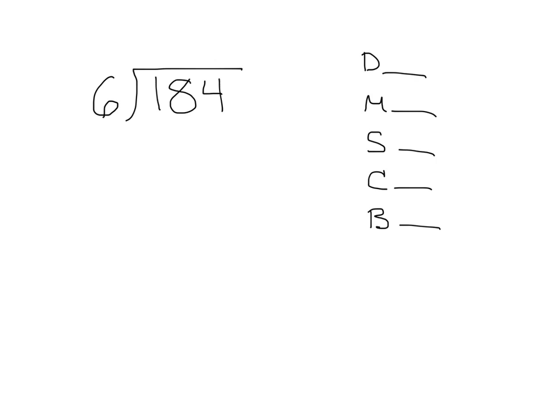Let's look at how to divide numbers where there's a 0 in the answer, or where there's a 0 in the quotient, which is the answer. Because sometimes when there's a 0 in the answer, the problem can just be a little bit trickier. So let's try this problem here.